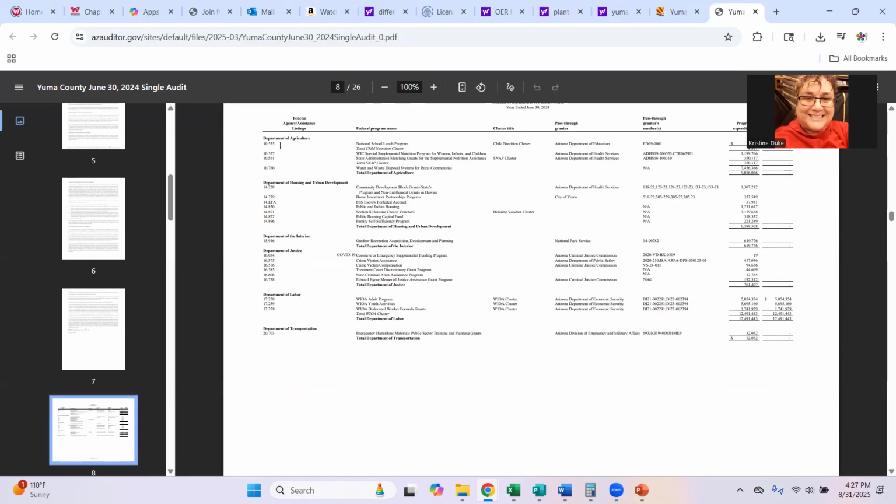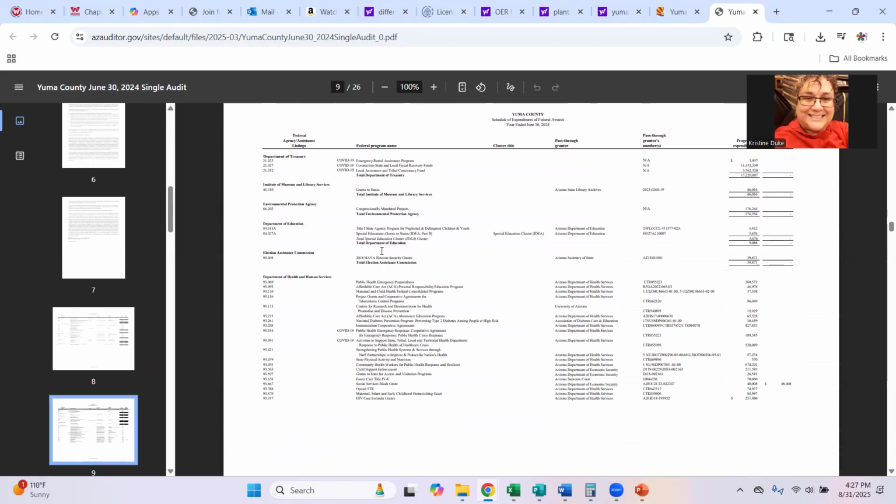This here, these are catalog numbers. They're federal award numbers. And so here's like school lunches, there's WIC in here, community development, block grant. So all of these have specific numbers. And so in an audit, we have to list the numbers, the catalog numbers, the type of grant it was, and how much money we got. So that's what that is.